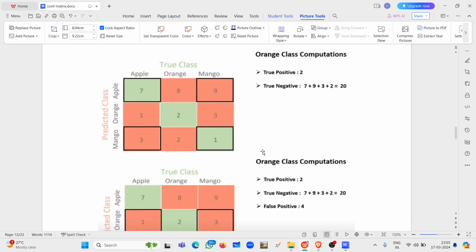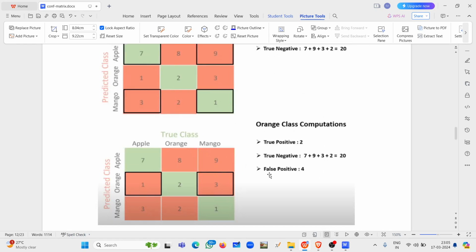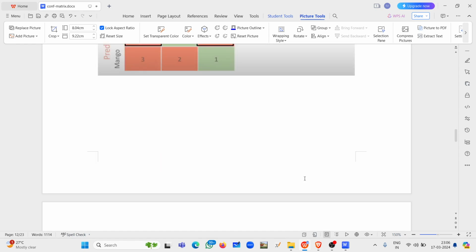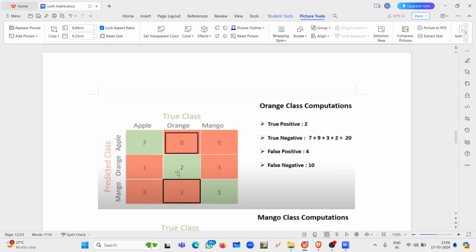Similarly, while you are going for the false positive, in that row, except that one, what other things are there? 3 is there, 1 is there, 3 plus 1, it is 4. This is the false positive. Similarly, coming to the false negative, in that column except that one, 8 plus 2, it is 10. Now the orange class also we computed like this, right? Okay, this is the true positive, true negative, false positive and false negative.